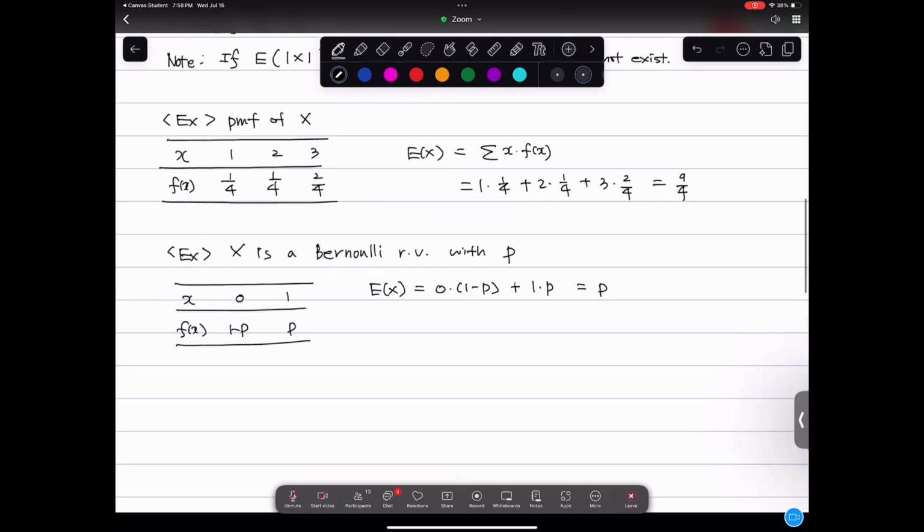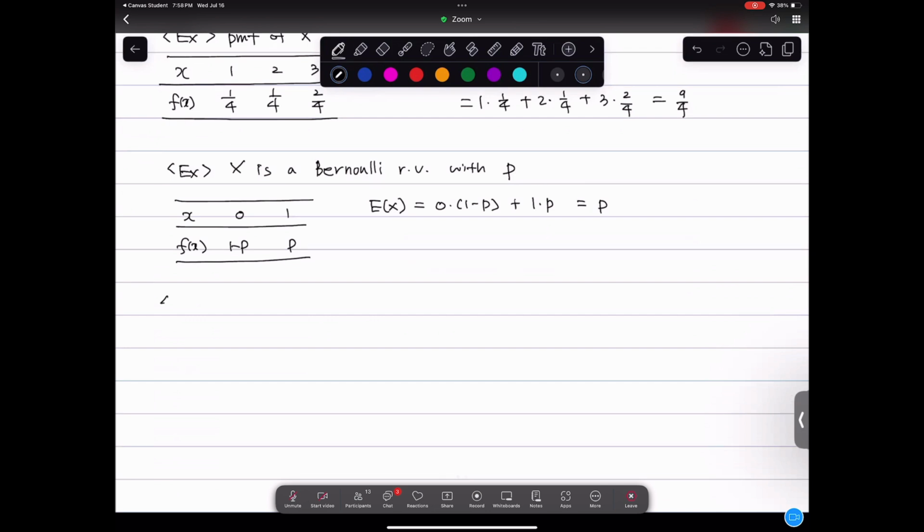Then let's go to the continuous case. That's 4.1.2.